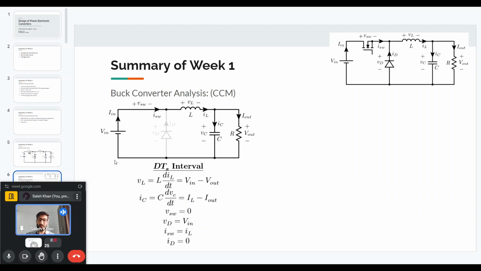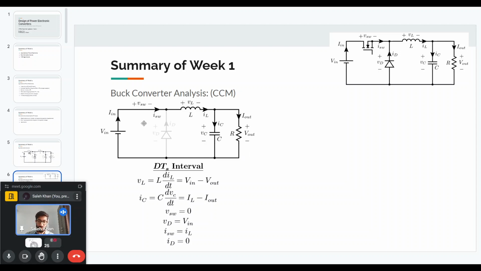And in this equivalent circuit, we can then find out what are the different voltages and currents in the circuit. So the voltage across the inductor in this case will be the input voltage minus the output voltage. And as we'll see, the inductor voltage V is equal to L di by dt. And we will use this equation to see the inductor current ripple and for the inductor volt second balance. Similarly, the capacitor current during this interval is the inductor current minus the output current.